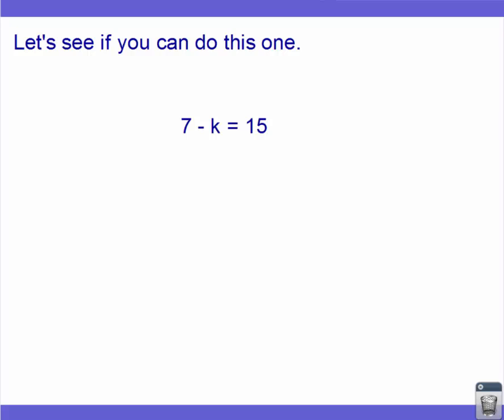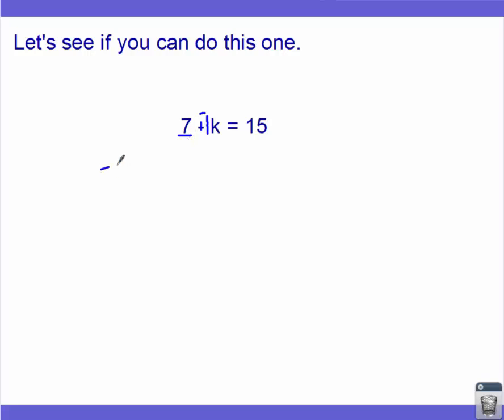Okay, here's another one. Now this one's kind of an interesting one. You'll notice that k is by itself. But what we do need to understand about this one is that there is actually a 1 in front of this k. Because how many k's do you see? 1. So whenever I change this, I end up with a negative 1k. Well, we start off by still getting rid of this 7.